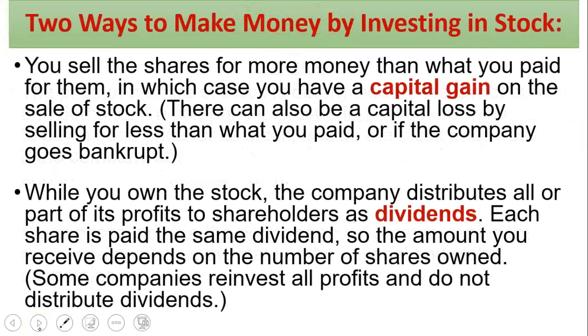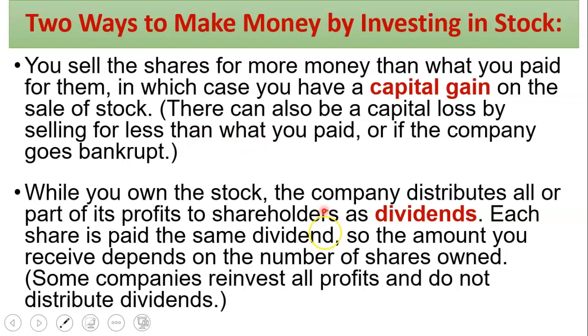Now, there are two ways to make money while investing in stock. So it's either you sell the share. If you sell the share for more than you purchased it, more than you paid for it, it is called a capital gain because you gain. Okay. But you can also lose money, like if the bank goes bankrupt, so you sell it for less, you get less than you paid for it, so you lose money.